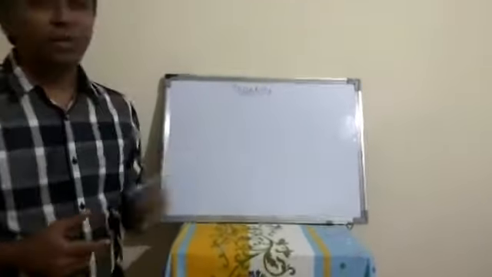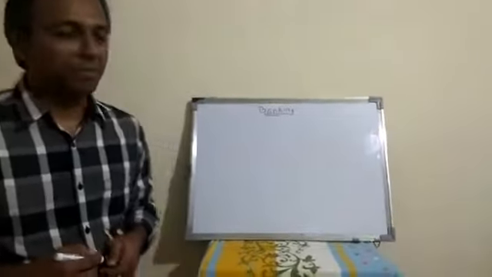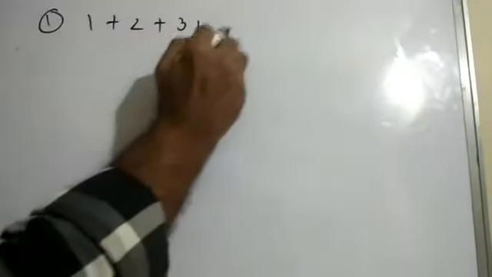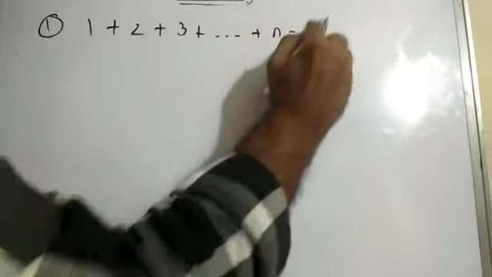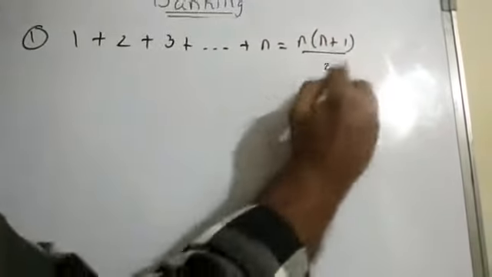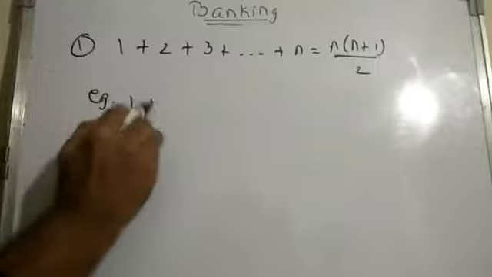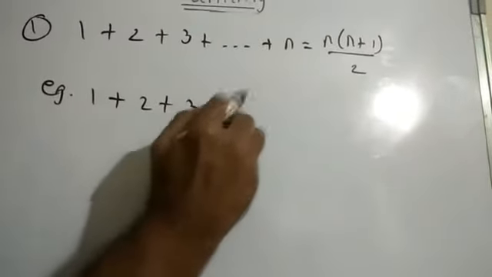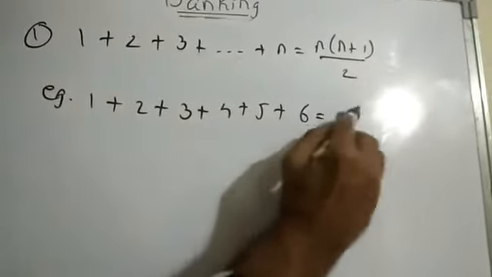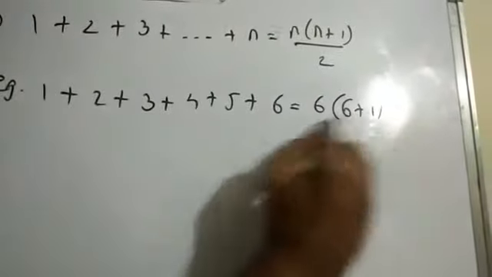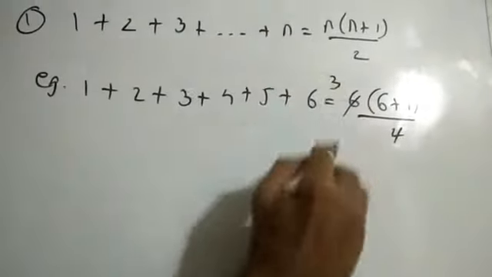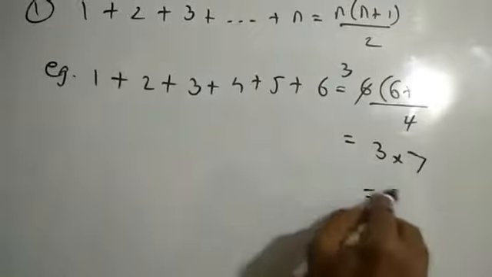We will learn banking today, Standard 10th ICSE. The sum of the first n natural numbers is given by n into n plus 1 upon 2. Example: 1 plus 2 plus 3 plus 4 plus 5 plus 6 is equal to 6 into 6 plus 1 upon 2. 2 ones are 2, 3 into 7 is equal to 21.